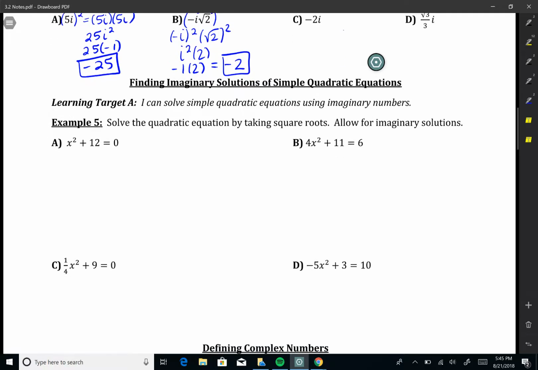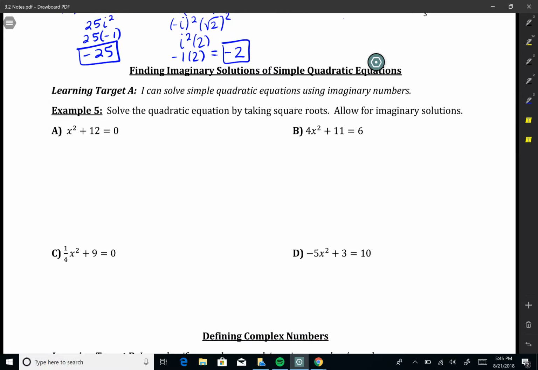And I want to get to the big thing here, which is finding imaginary solutions of simple quadratic equations. The whole point, as we knew in the beginning, is to have i, now we can take the square root of negative numbers, thus we can solve quadratic equations that are solved by taking the square root of a negative number. So in example 5, it says, solve the quadratic equation by taking square roots. Allow for imaginary solutions.